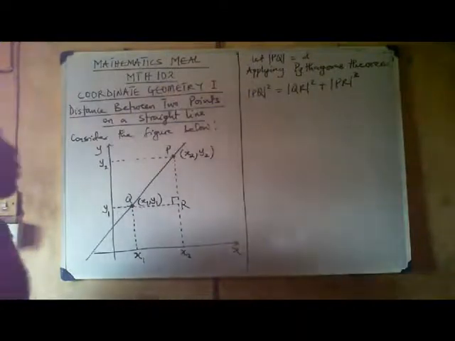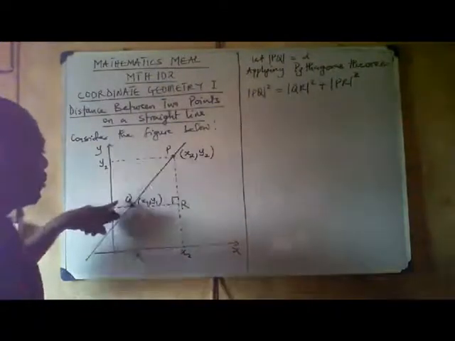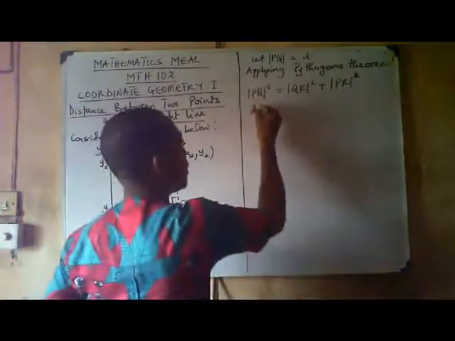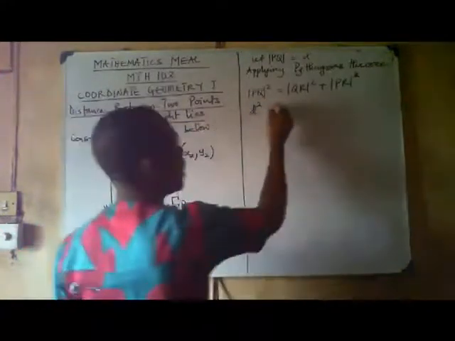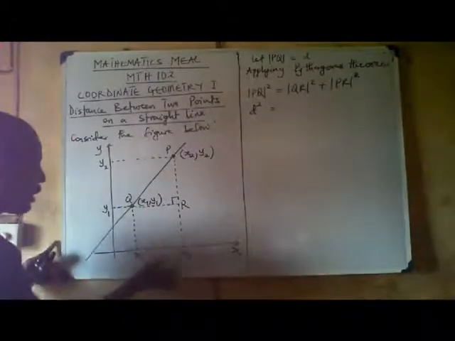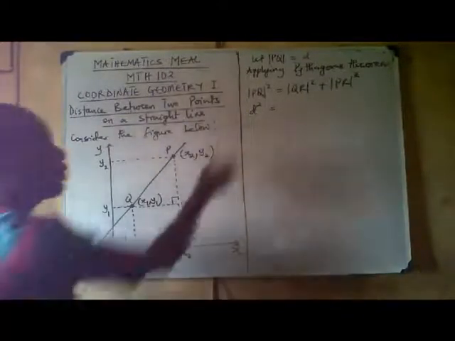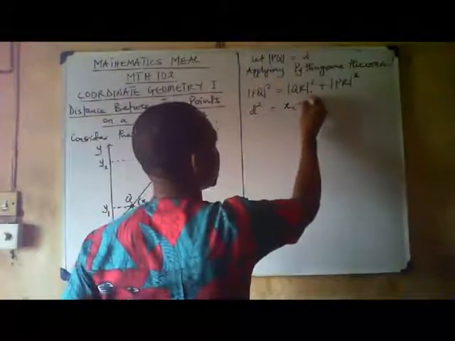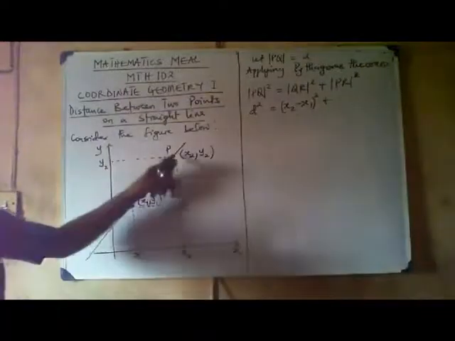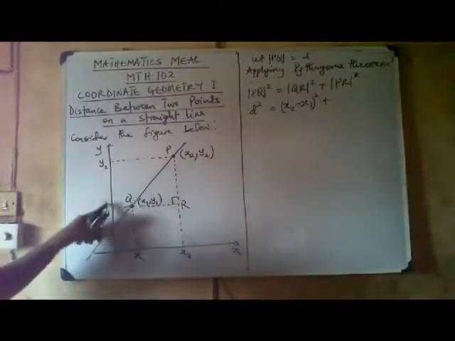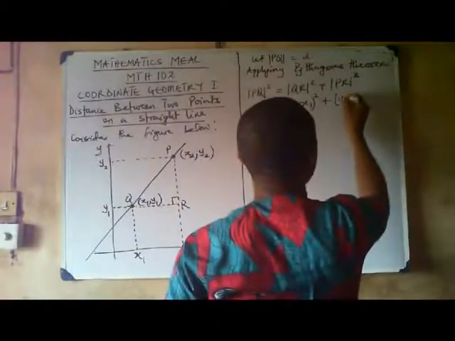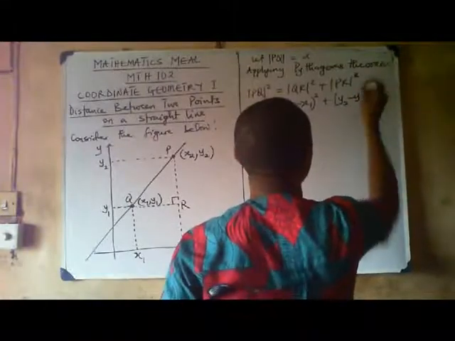Now we have said PQ is the distance between the 2 points, which is what we're interested in, D. So it means that D squared is equal to QR squared plus PR squared. If I want to find QR, I will use this to subtract this. So QR will actually be x2 minus x1. Because it's squared, we are going to square it, plus PR, which is from here to here. To get from here to here, I will use y2 to subtract y1. So I'm going to have y2 minus y1 all squared.